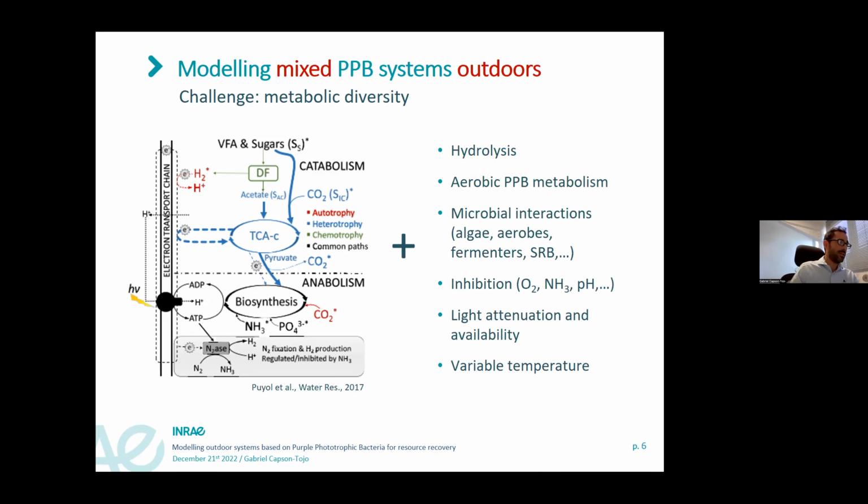We included hydrolysis. Basically, we had a very nasty wastewater to model, and in the previous model it was coupled. We added the aerobic metabolism of PPB. We included microbial interactions with algae, aerobic fermenters, sulfur-reducing bacteria, and others. We included inhibition factors, mostly related to the presence of oxygen and pH. And as Borja was saying before, light availability and attenuation is crucial, so we included that there. And we also included the variable temperature, because obviously in a system outdoors, that changes dramatically.